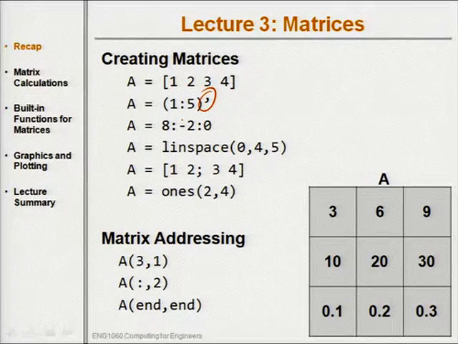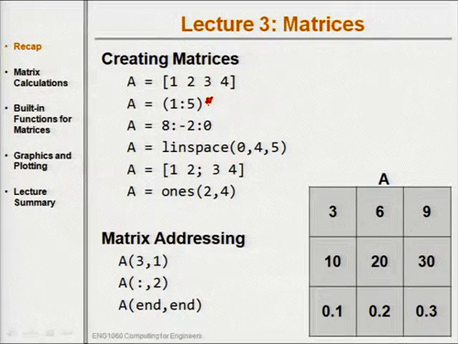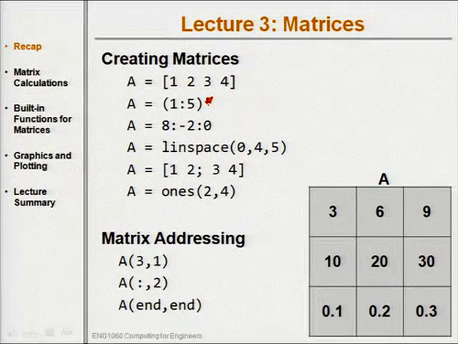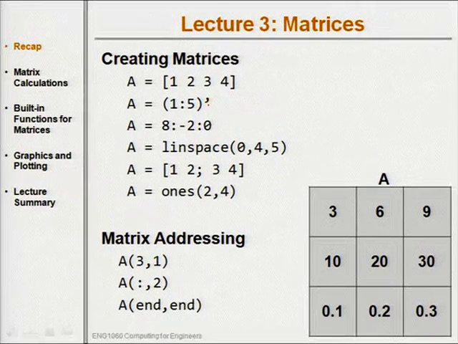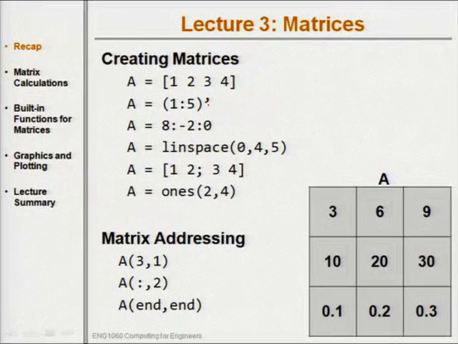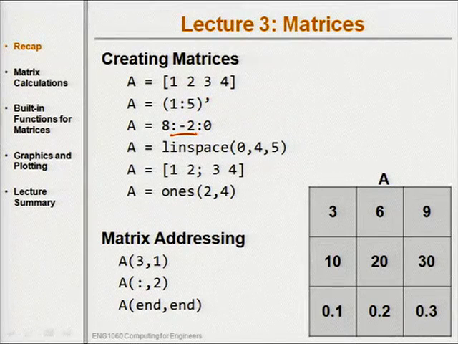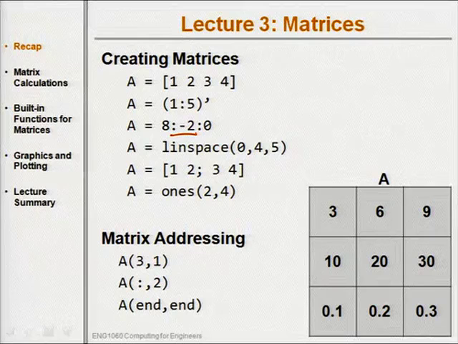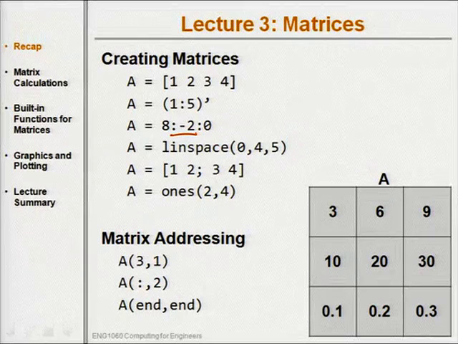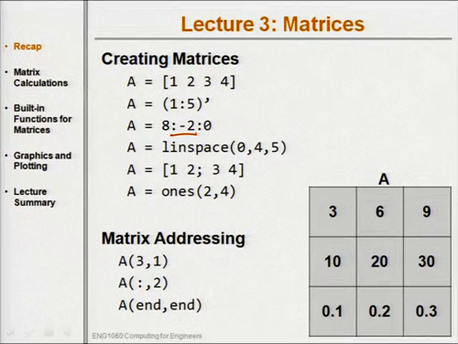The MATLAB default, if you create A equals 1 colon 5, will create a row matrix that has numbers 1, 2, 3, 4, 5. Using the transpose, we'll convert that row vector into a column vector. You have the colon notation as well, where you can specify the increment. The default of MATLAB is 1. If you want it to be anything other than 1, then you specify it.